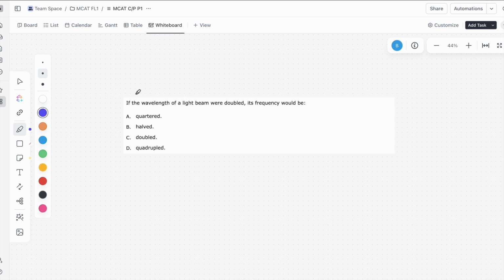Let's take a look at the next question here. It says, if the wavelength of a light beam were doubled, its frequency would be blank.